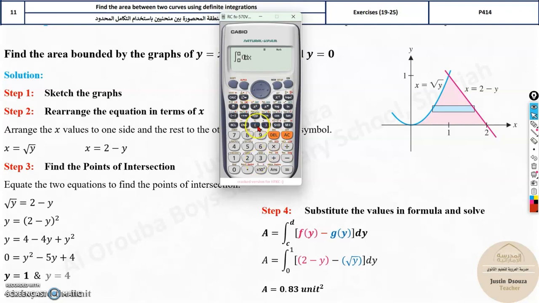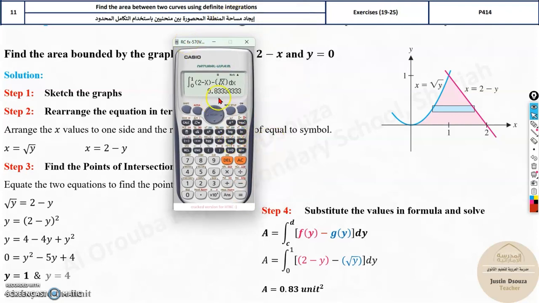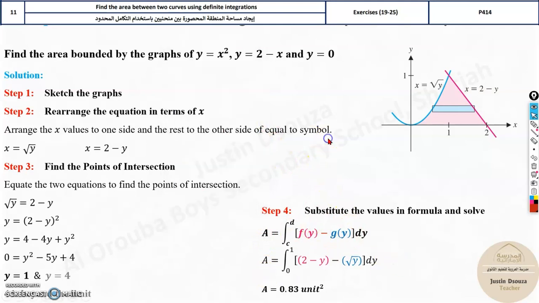And then you just use the brackets. 2 minus, there is no y value, so use x, sorry, square root of x. Just remember that though it's x, we are just using that as a variable. Okay, and then the limits are from 0 to 1, and here you get the answer. It takes a while. It's 0.8333 units squared because it's the area. That's it. So that is the answer.